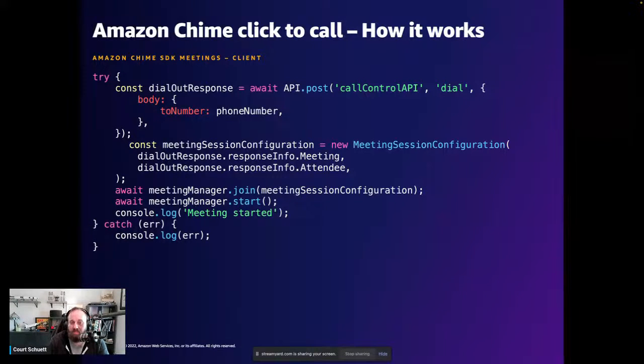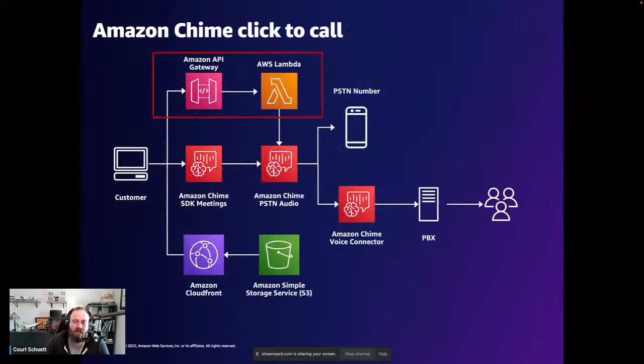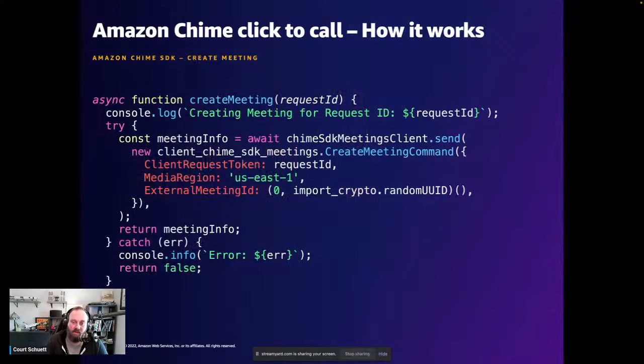All right, so now that we've made this request out to our API gateway, we have to do a bunch of things. What's going to happen here is we're going to take that request, saying I want to make a dial out, and we're going to do a couple things. We're going to do a create meeting. So the create meeting is sort of the first step in starting up this meeting.